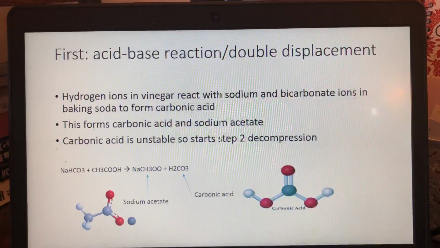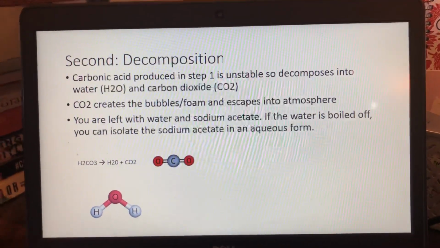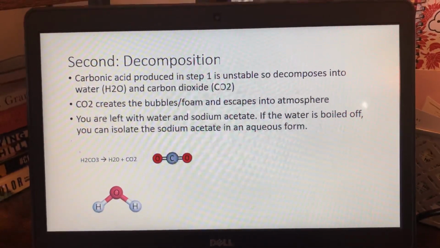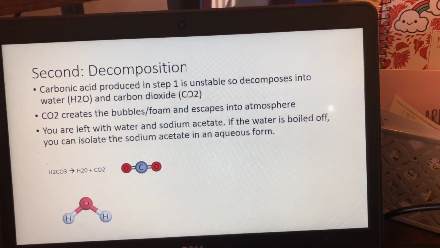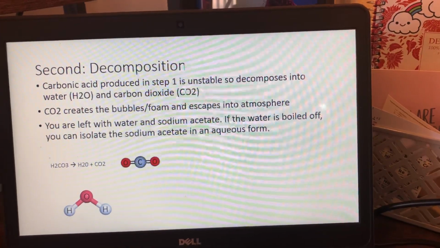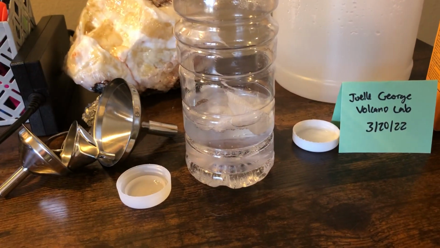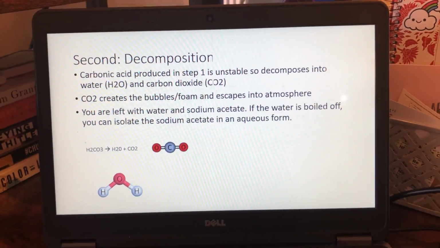This then leads to the second step, which is decomposition. So essentially what happens here is the carbonic acid that was produced in step 1 is very unstable, so it decomposes into water and carbon dioxide. As we can see, we definitely have more vinegar than added, so we do have some H2O or water in there, and then the carbon dioxide, of course.